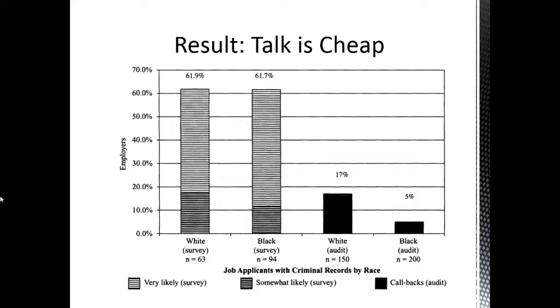More than 3 times difference, between 17% positive response and 5%. Positive response, which is a callback to say, come on in, let's arrange an interview. So we see discrimination here, even when prejudice is absent. It is the reverse of the LaPierre effect.